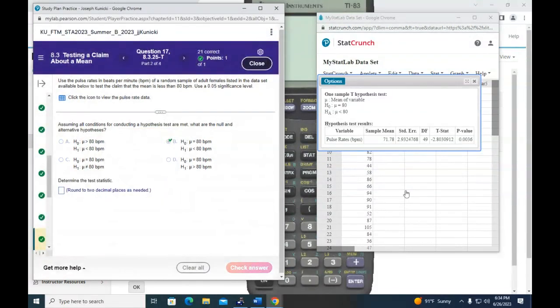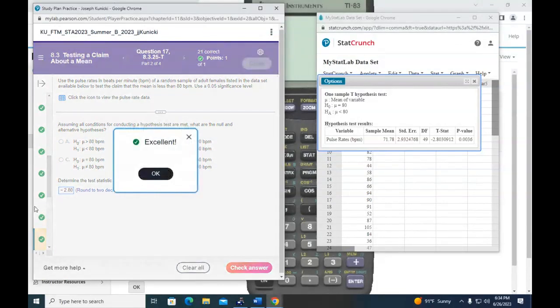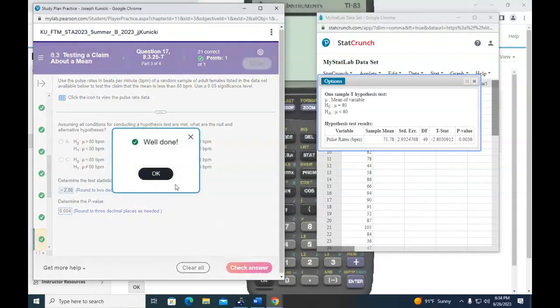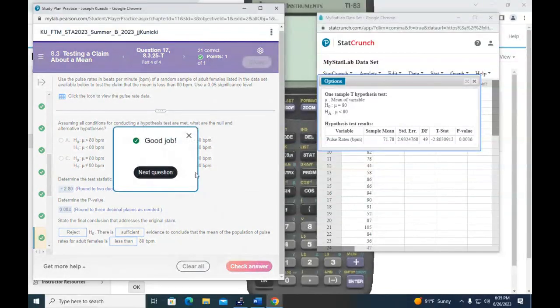All right. So the test statistic is minus 2.80. And the p value is 0.004. So we are less than 5%. So we're going to reject the null. And since we're on the bottom, the 0 wasn't in there, and we're rejecting, so the sample data supports the claim. So there is sufficient evidence to conclude that the mean is less than 80, because that was the claim.